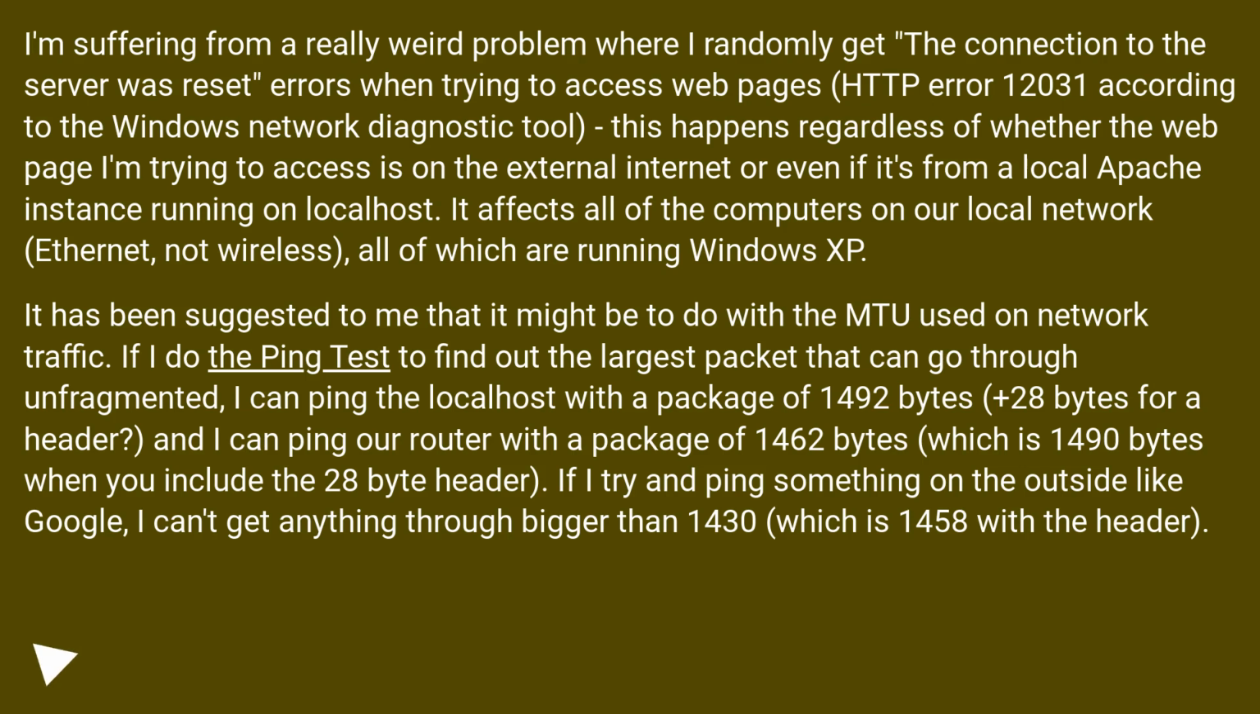If I do the ping test to find out the largest packet that can go through unfragmented, I can ping the localhost with a packet of 1492 bytes, plus 28 bytes for a header. And I can ping our router with a packet of 1462 bytes, which is 1490 bytes when you include the 28-byte header. If I try and ping something on the outside like Google, I can't get anything through bigger than 1430, which is 1458 with the header.